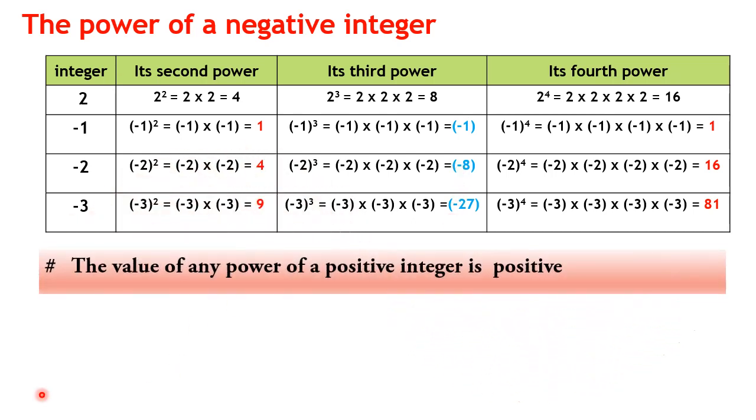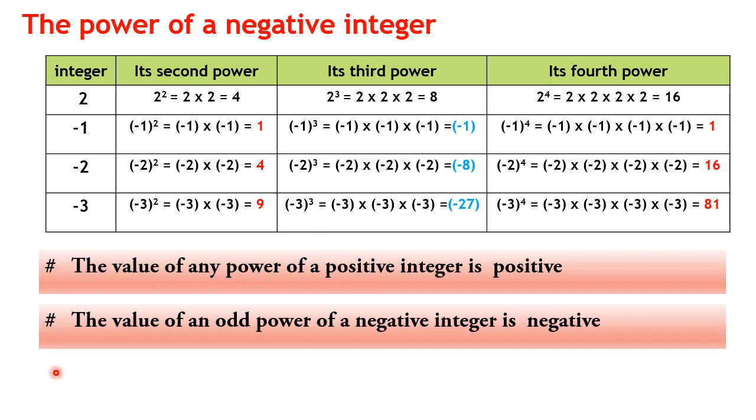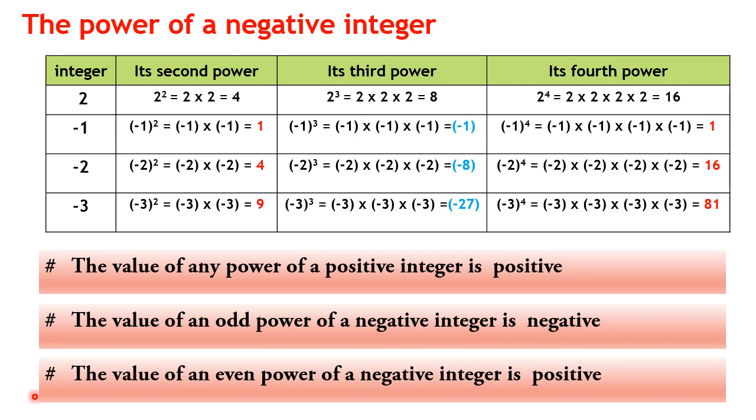Therefore, the value of any power of a positive integer is positive. The value of an odd power of a negative integer is negative. Finally, the value of an even power of a negative integer is positive. To get more clarity on the above results, let's go for some examples.